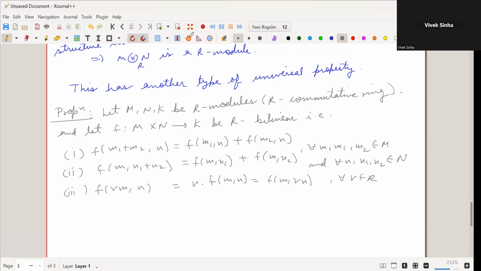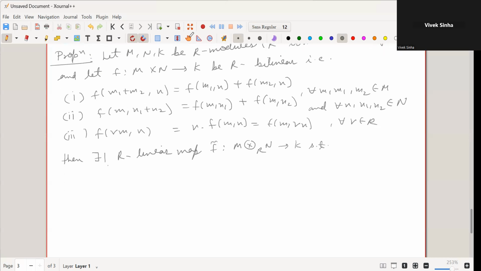Okay. So if you have a bilinear map f from M cross N to K, then there exists a unique R-linear map f-delta from M tensor over R of N to K, such that f-delta composed with alpha is equal to f.